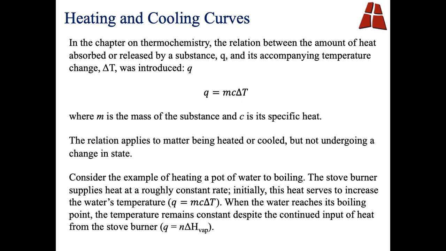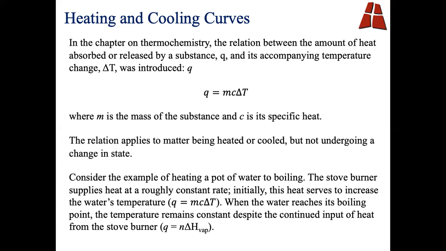And so consider an example. If we have a pot of water boiling on our stove burner, then our burner will supply heat at a roughly constant rate. Initially, that heat will serve to increase the water's temperature, where we have, again, the ability to quantify that with Q equals mCΔT. I tend to abbreviate this MCAT, so Q equals MCAT. Then when the water reaches its boiling point, the temperature will remain the same.